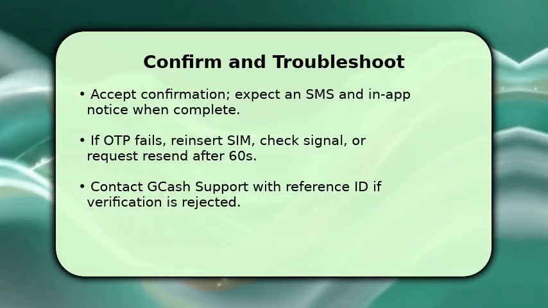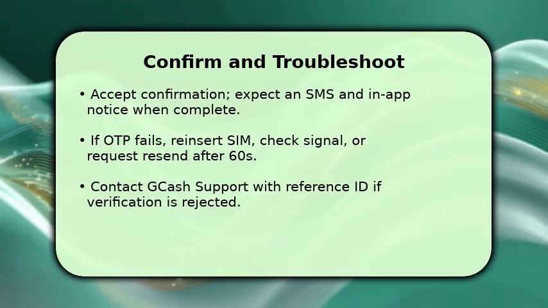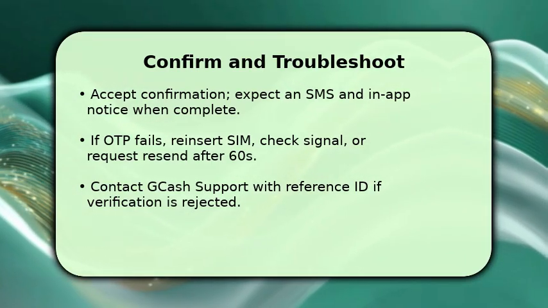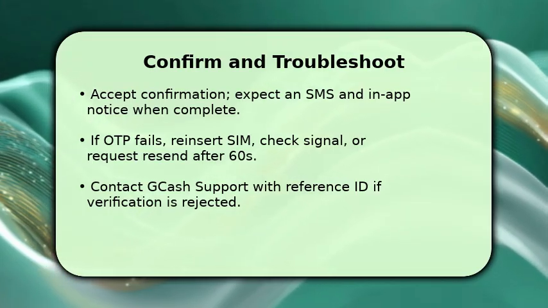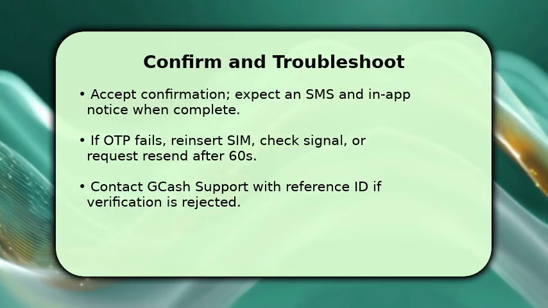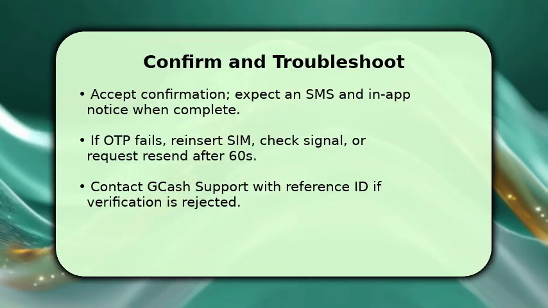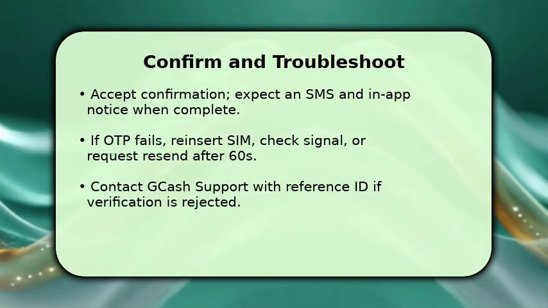If the OTP fails or never arrives, make sure the new SIM is active, restart your phone, and try resend after a short wait. If verification is rejected, gather your reference ID and contact Gcash support through the app chat or hotline. They can escalate and resolve mismatches or document issues quickly.